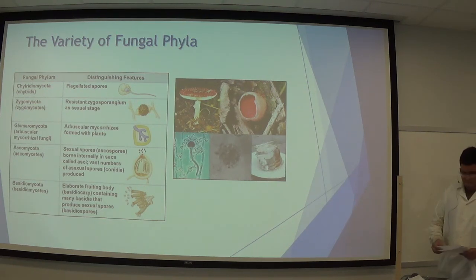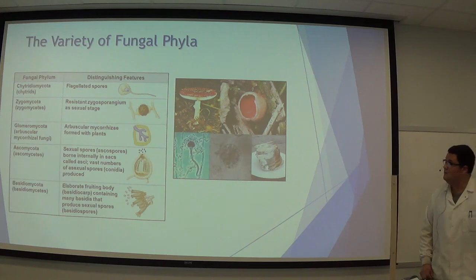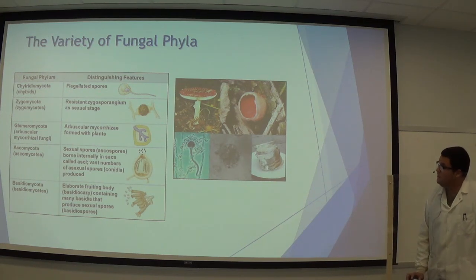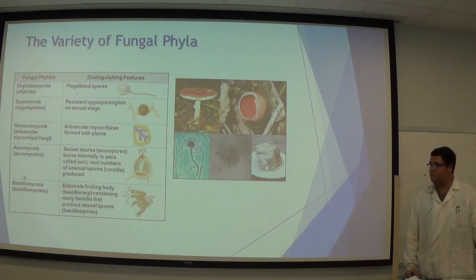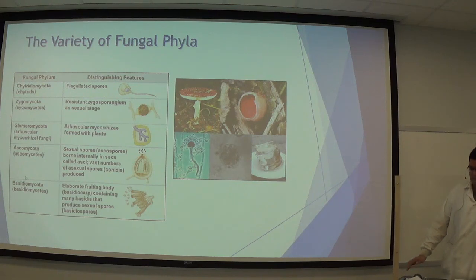And the different phyla of fungi. Let's see. There's the Chytridiomycota, the Zygomycota, Glomeromycota, Ascomycota, and Basidiomycota. These last two right here, the Ascomycetes and the Basidiomycetes, are the ones that you most commonly see, the ones that are more recent, I guess you could say, taxonomically speaking.